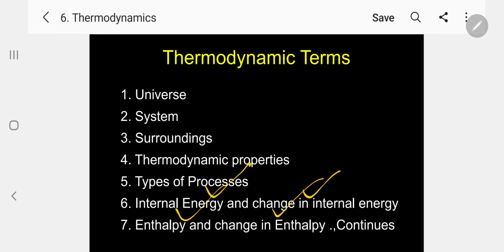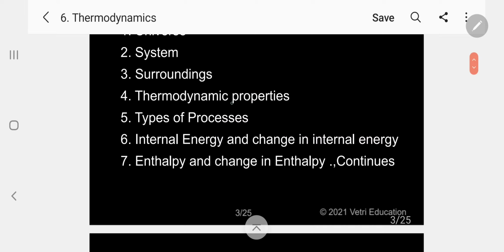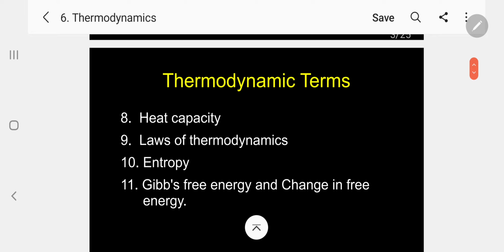Enthalpy and enthalpy change we have to study. Then heat capacity we have to study, molar heat capacity. Heat capacity for macro, molar heat capacity for micro. Laws of thermodynamics are most important: zeroth law, first law, second law, third law. Mainly the first law and second law are most important.